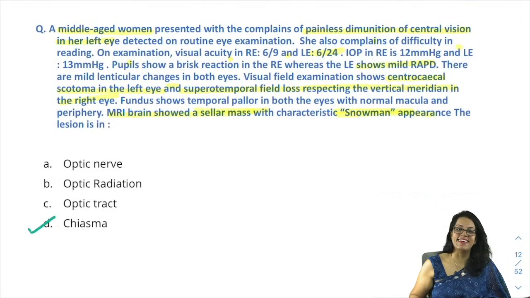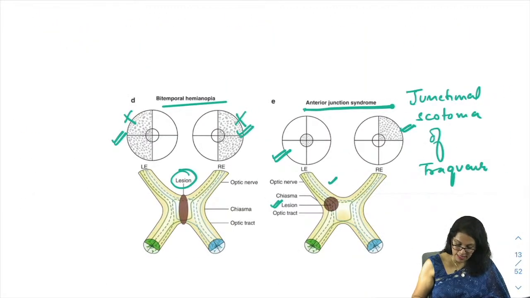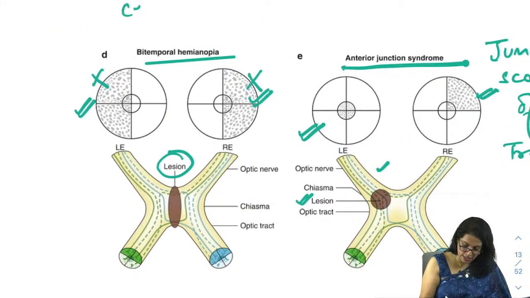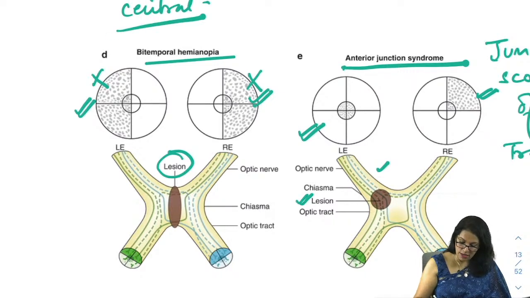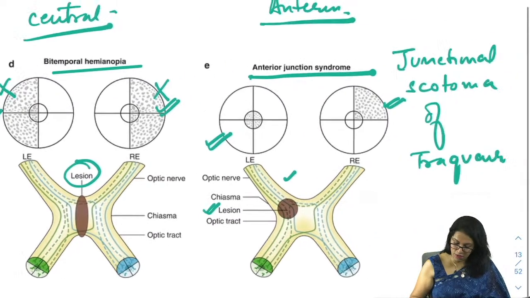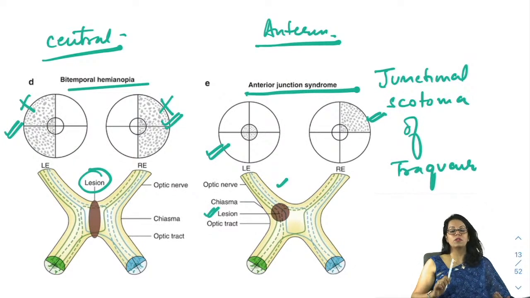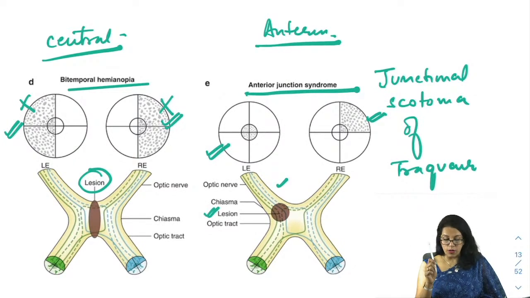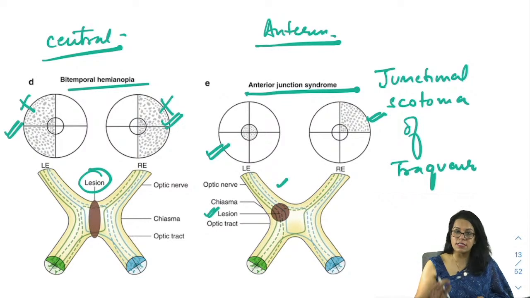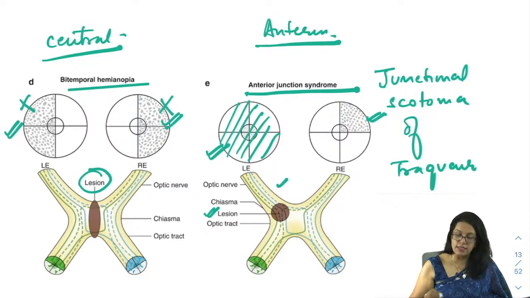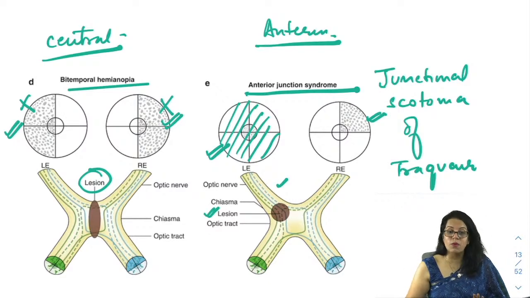Okay? Easy? So everybody remembers this? Now we know a central lesion leads to bitemporal hemianopia. Then we talked about an anterior lesion leading to anterior junction syndrome because of the involvement of Willebrand's knee. Acha, let me tell you one more thing here. Sometimes you can also get a presentation where it is not a central scotoma but the whole thing is gone: one side blindness, another side superotemporal quadrantanopia.